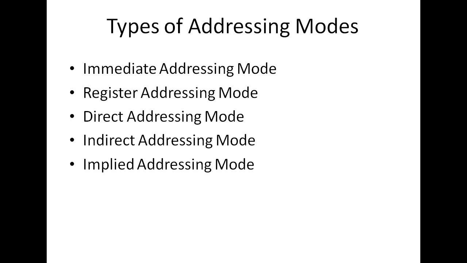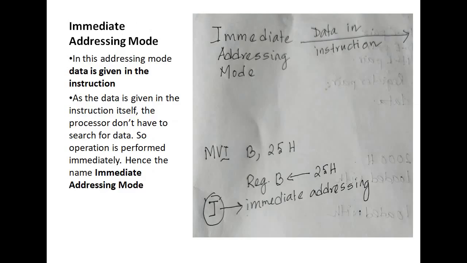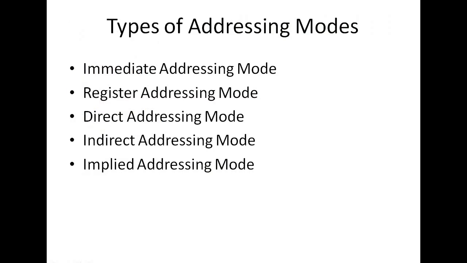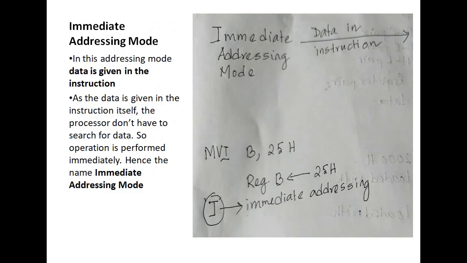Now there are 5 fundamental addressing modes in 8085. What are they? They are immediate addressing mode, register addressing mode, direct addressing mode, indirect addressing mode, and implied addressing mode. So I am going to give you the definition and examples of all these addressing modes. Let us come to the first, the immediate addressing mode.